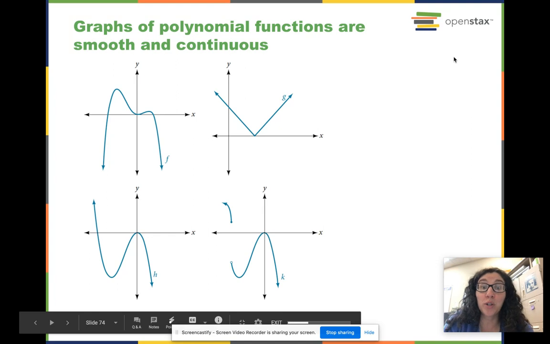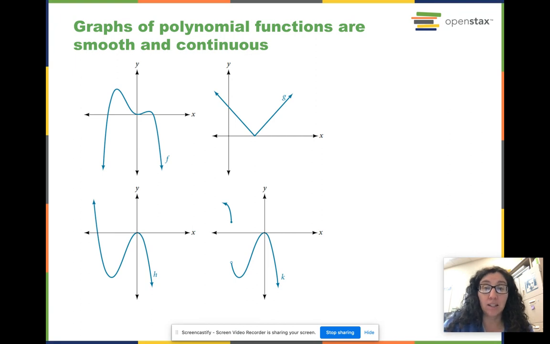Okay, we are going to practice graphing polynomial functions. The first thing we need to mention is that polynomial functions are smooth and continuous. That means they don't have any sharp points like this. Smooth means all the curves are curvy. No points. So this is smooth, this is not.